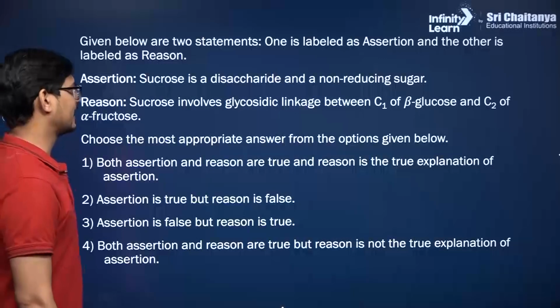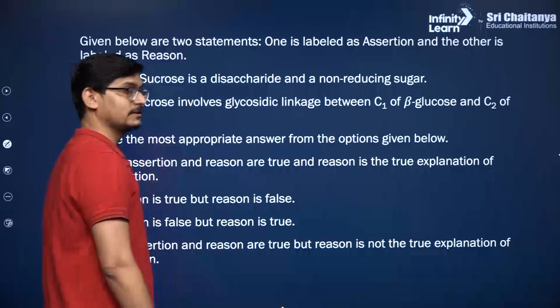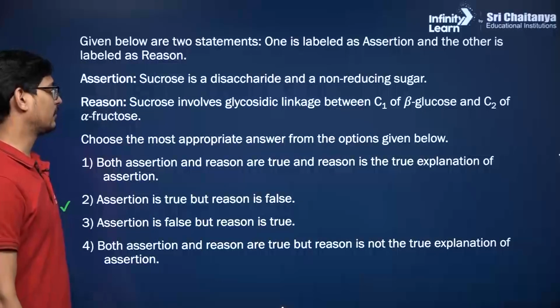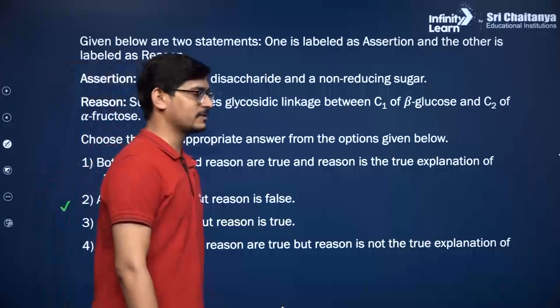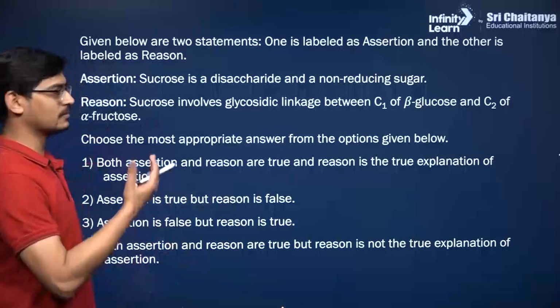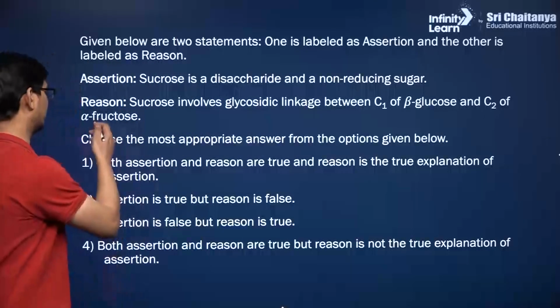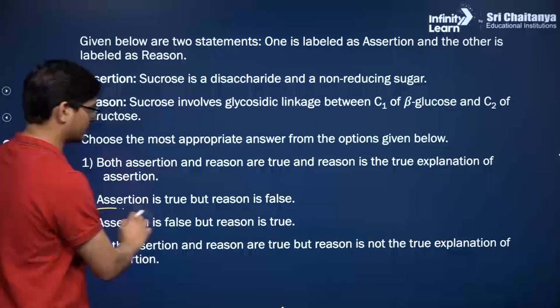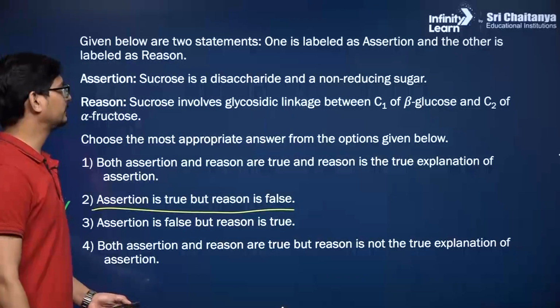Here, sucrose is a disaccharide and non-reducing sugar, correct, right? But sucrose involves glycosidic linkage between beta glucose and alpha fructose. No, it's the other way around. Glucose is alpha form, right? And fructose is beta form. So assertion is true, but reason is false, right?